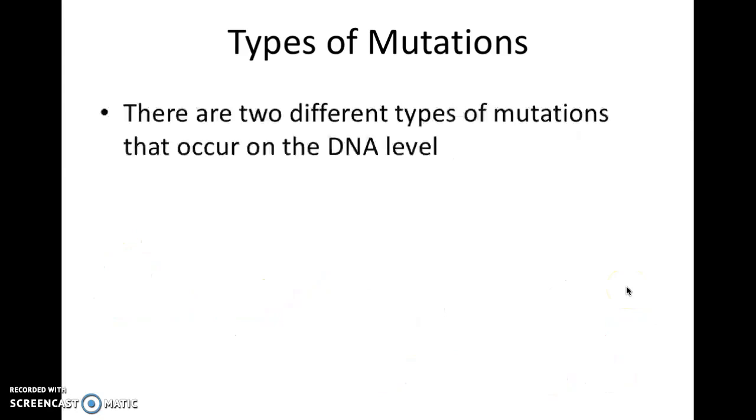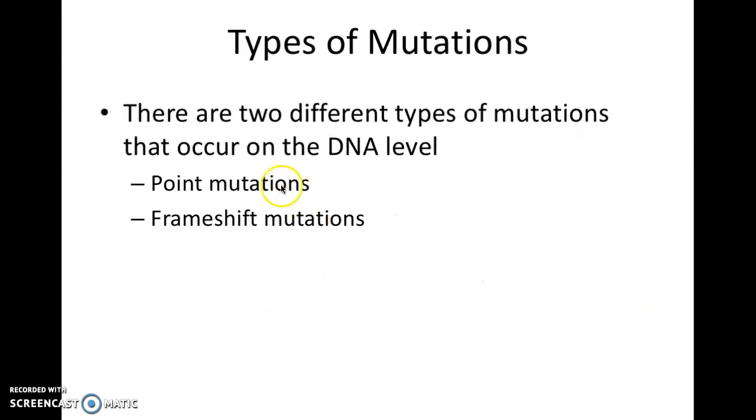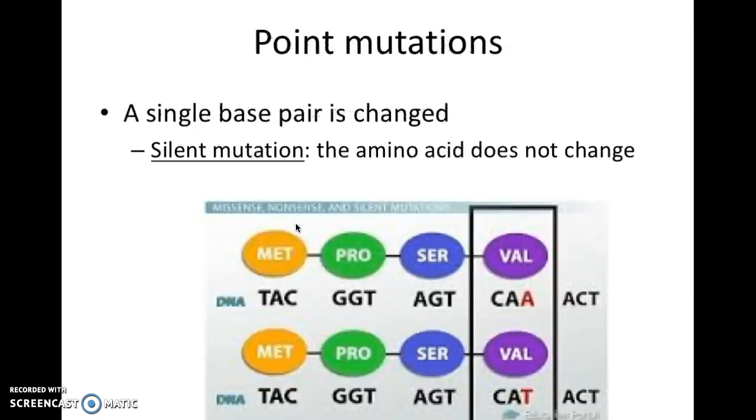So there are several types of mutations. Two main groups are called point mutations and frameshift mutations, and I'll go through each one. You should have a table in your notebook, so make sure you're good to go. A point mutation is when a single base pair is changed. So in this picture, an A gets changed to a T.